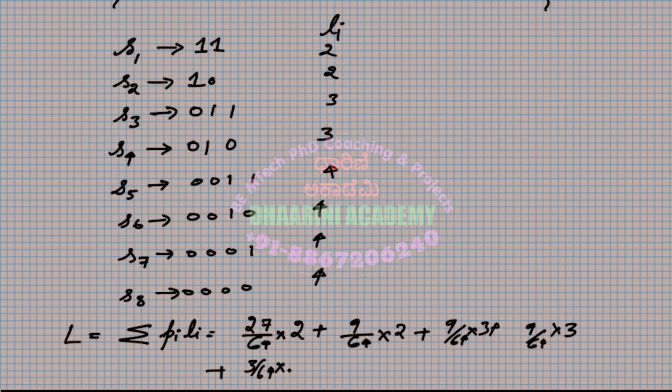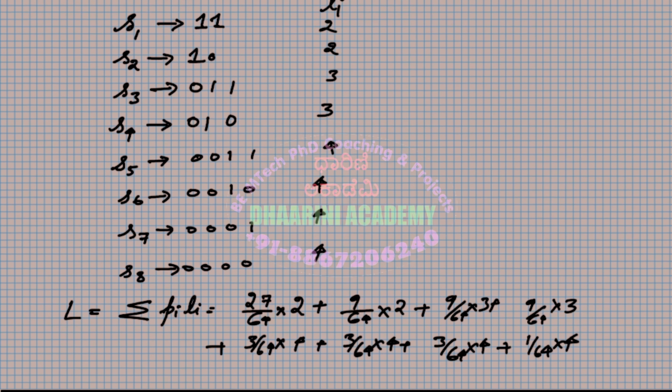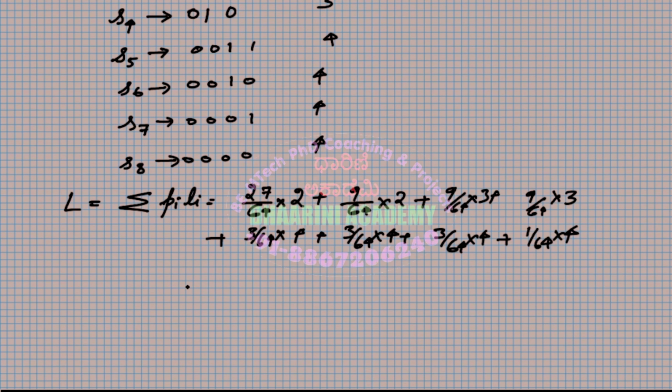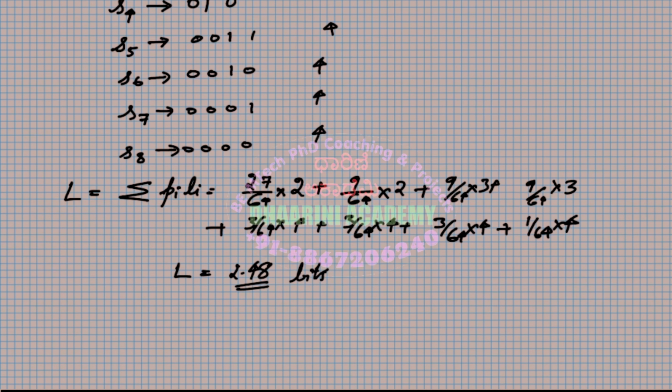4, plus 3 by 64 into 4, plus 3 by 64 into 4, then plus 1 by 64 into 4. So that's going to give you the average length. This answer is 2.48. Normally this is the length in bits, so many bits of information.